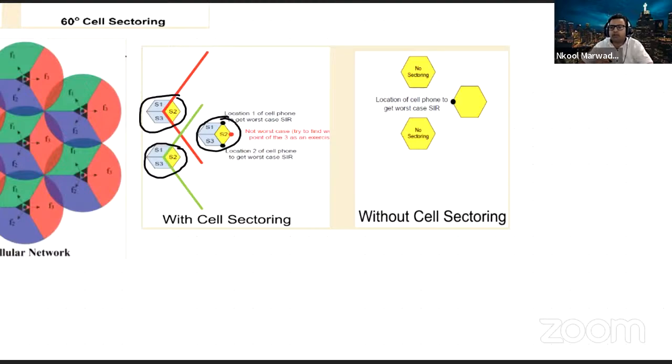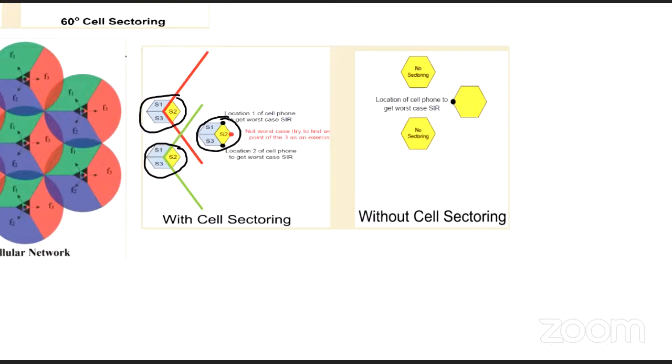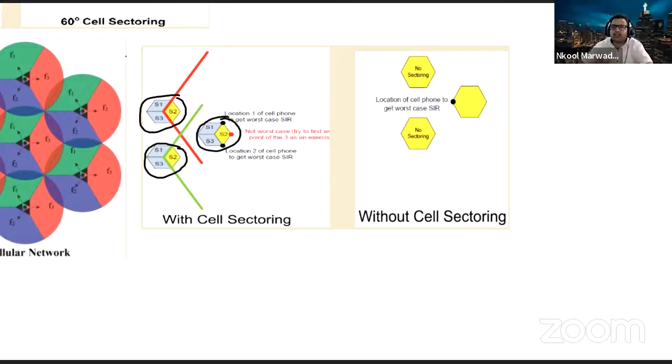And what is the term for adjacent interference? Adjacent channel interference, ACI. So that is different. But here, because of the co-channel, there is a possibility of interference. Now, what happens if we sector and what happens if we don't sector? Let us try to compare it. Now here, on the right-hand side, we have completely yellow cells. It means they are not sectored at all.